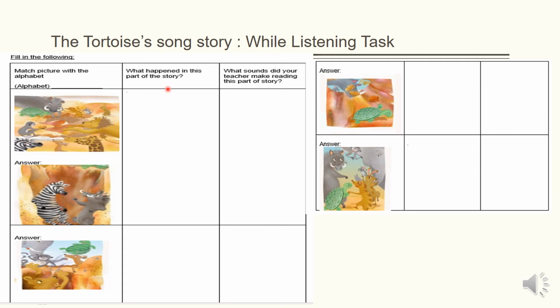In this page, while listening, you're going to go back and forth with the story. You're going to ask, okay, what happened in this picture? This is you while listening, reading, showing them the book. What's happening in this part of the story? That's what you're asking in class, and they are going to answer, and they are going to write down what sounds the teacher made, basically.